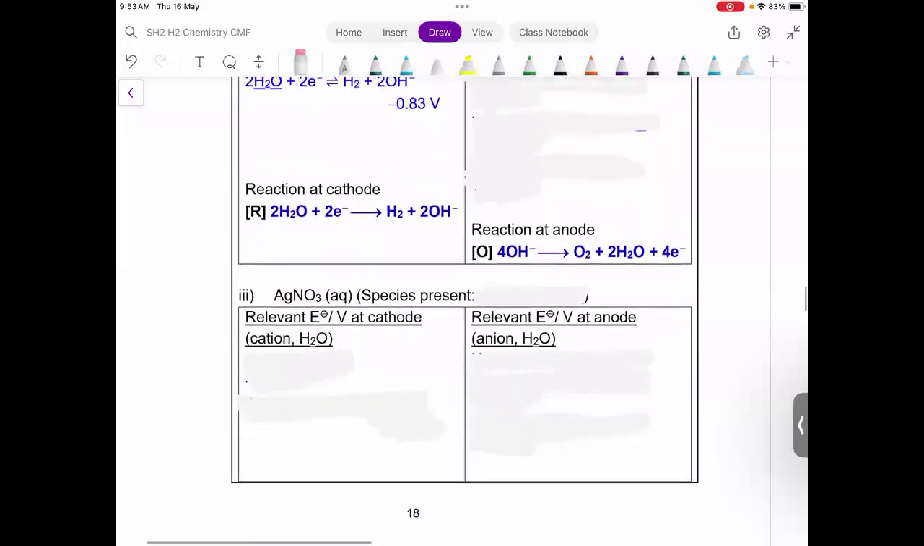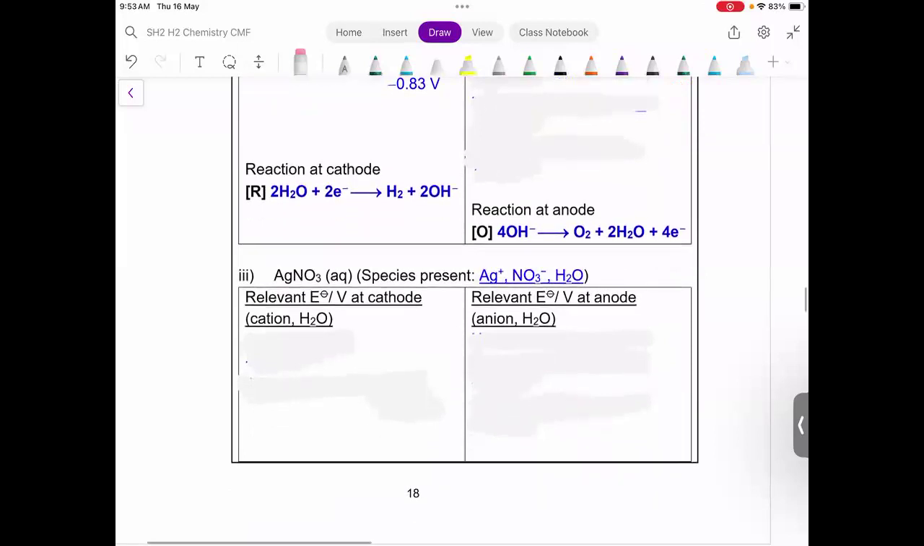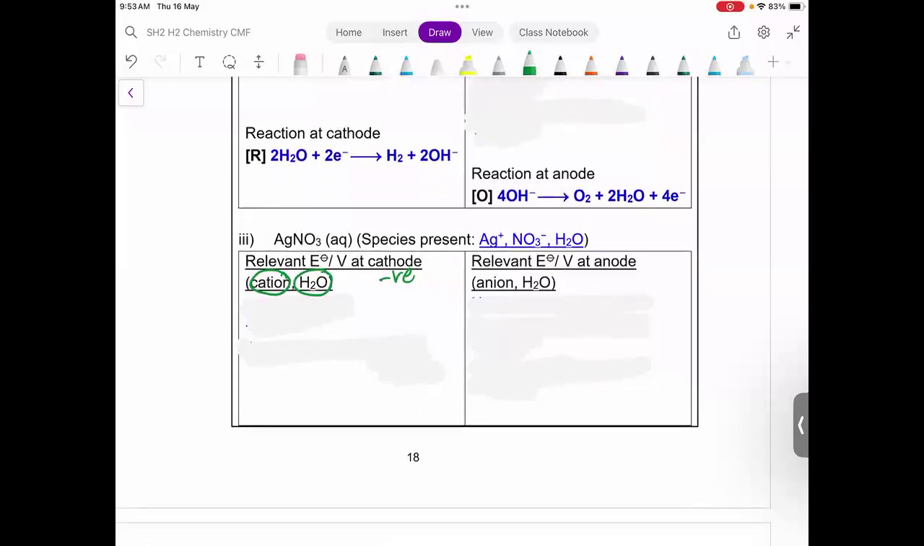Okay, so let's look at silver nitrate. What are the species present? The silver plus, nitrate and water, right? For the cathode, which is negative polarity, it will attract your cation as well as water. Between silver plus and water, which one will be preferentially reduced? Yes, Ag plus, because Ag plus is a positive 0.80 volt, whereas water is a negative value. So I know that this is the answer.